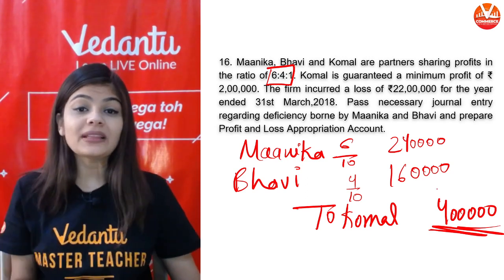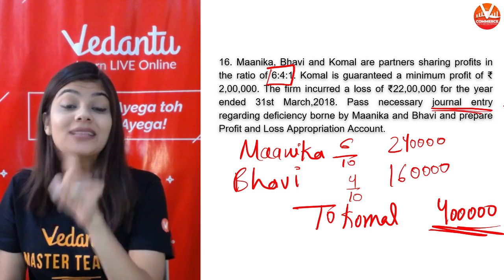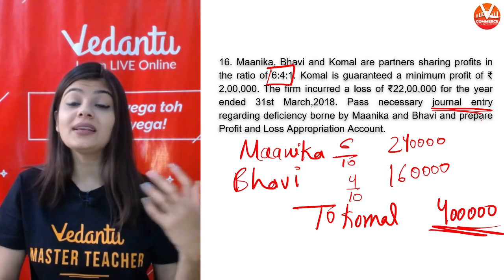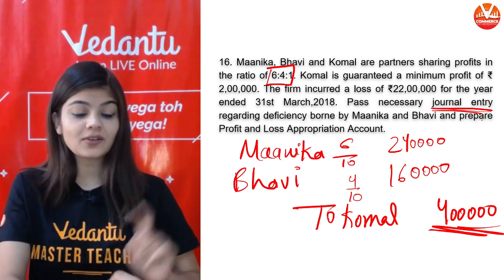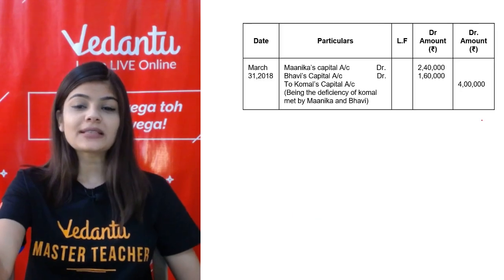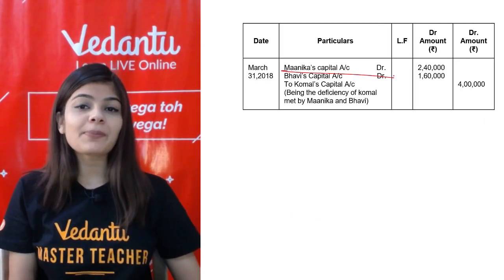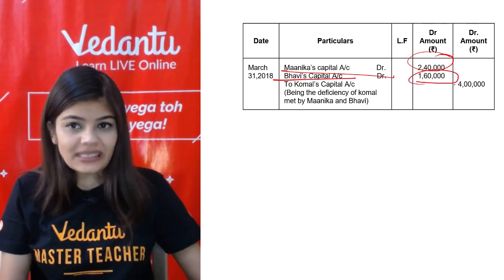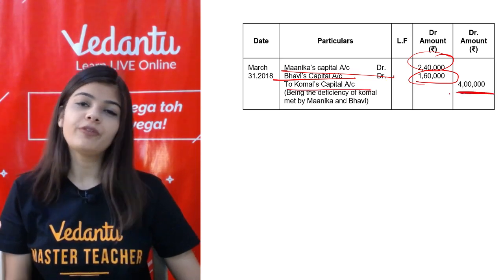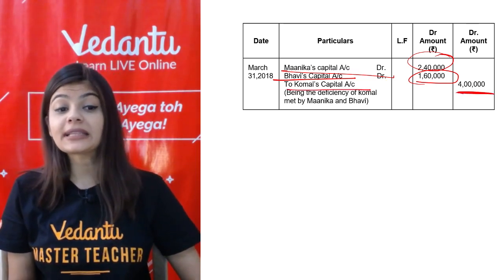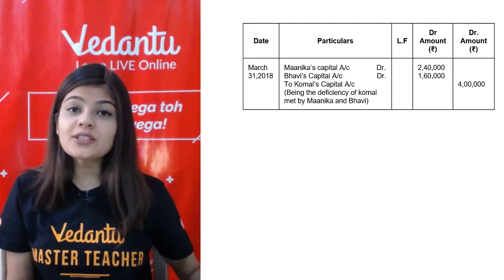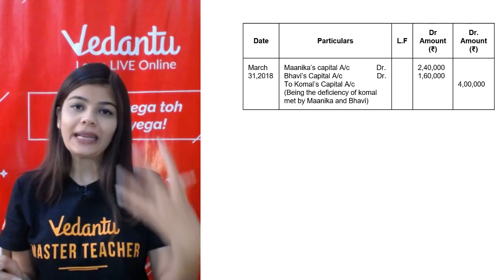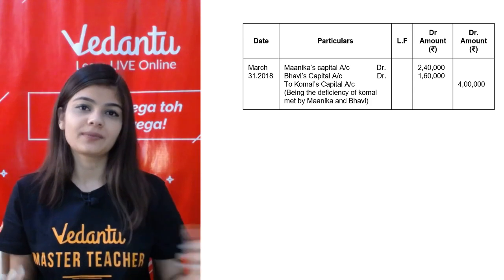So this will be the journal entry, and only this journal entry is for 4 marks. So you can see that this is a very important question because one journal entry is only worth 4 marks. So this is your answer. You can see Manika's capital account debit 2,40,000, Bhavi's capital account debit 1,60,000, to Komal capital account 4 lakh. So how many marks is this entry? 4 marks. So first you will distribute loss and then we will pay Komal the total amount, guaranteed profit and loss suffered by her.